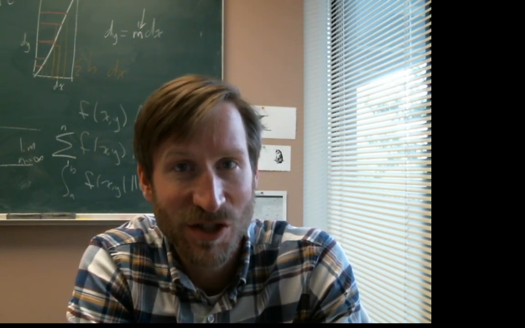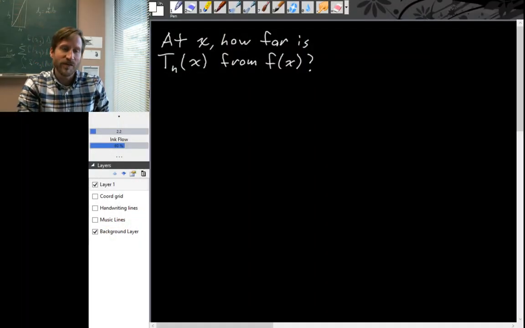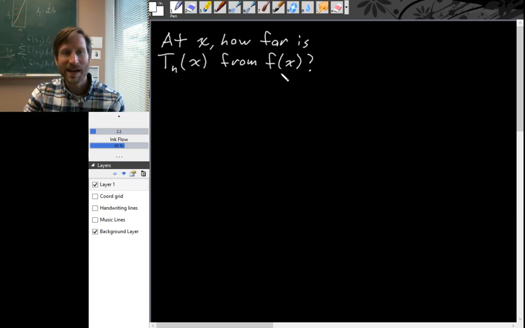Hi all, we're finally going to ask a question that we've been avoiding about Taylor polynomials for quite some time. Taylor polynomials are supposed to approximate the function that you start with, but how far off is your approximation exactly? So we're going to look at, given some x value, how far the nth Taylor polynomial at that x value is from the actual value of the function.